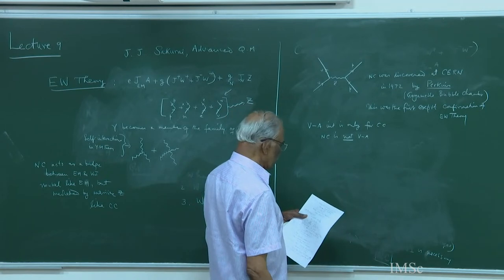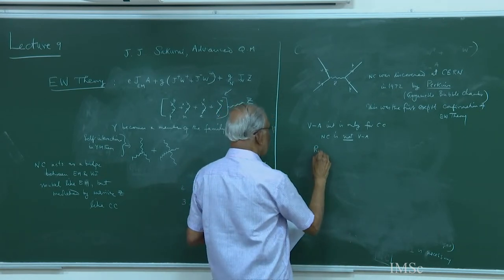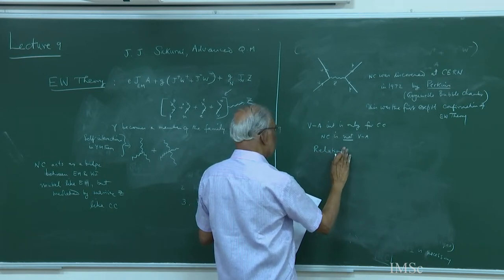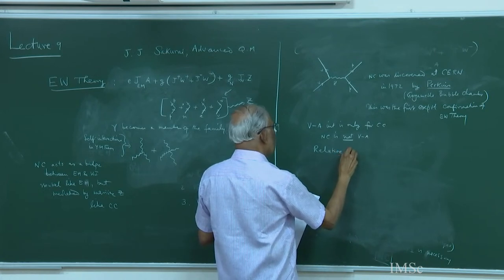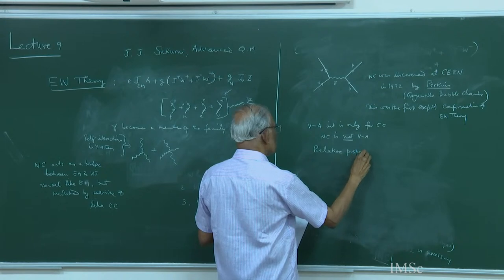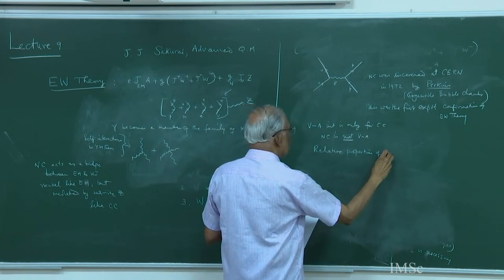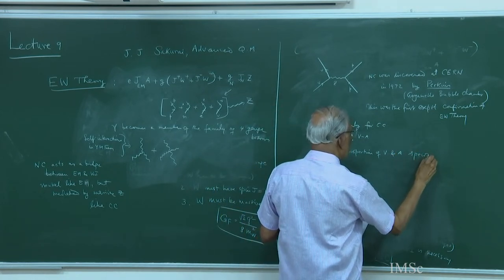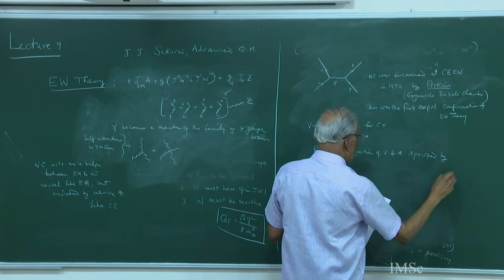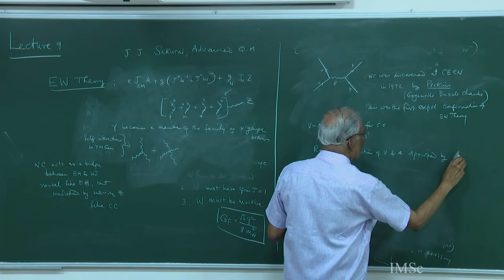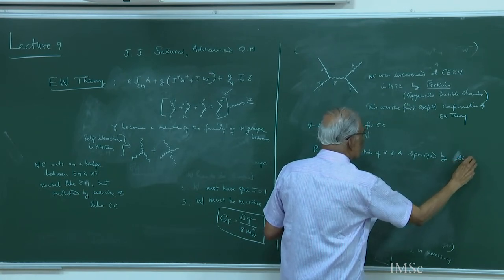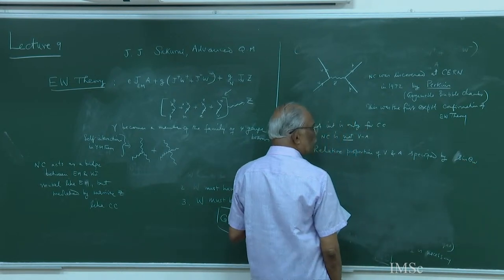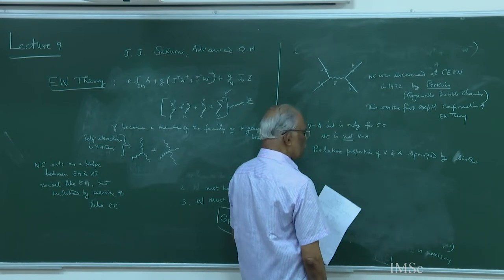What combination it is, is specified by sin theta W, a new parameter which comes in the electroweak theory. The relative proportion of V and A is specified by an important parameter which comes in the electroweak theory. How it comes, again, we will discuss later. It is called sin theta W, the weak angle. Weinberg introduced it, so some people might think that it is the Weinberg angle, but it is called the weak angle.